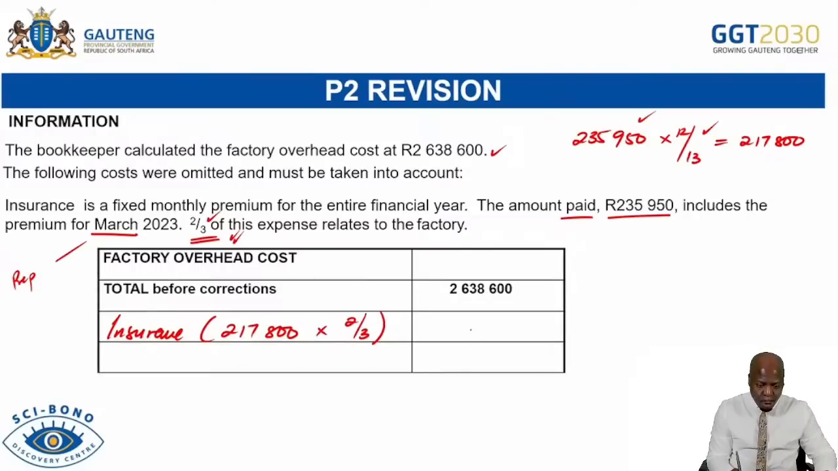Okay, and then on your calculators, how much are you getting? Thank you. You get 145,200. Let's move on to the next one.